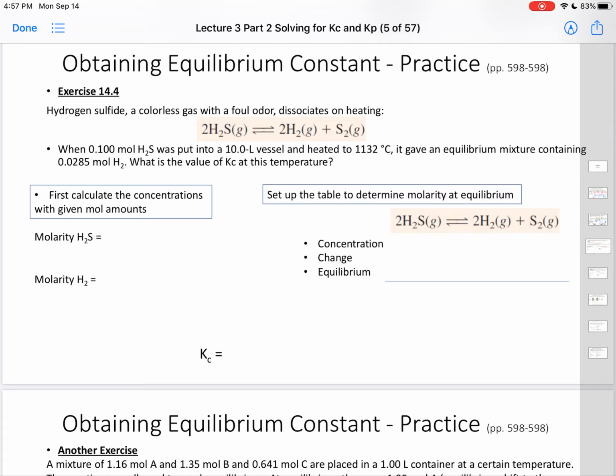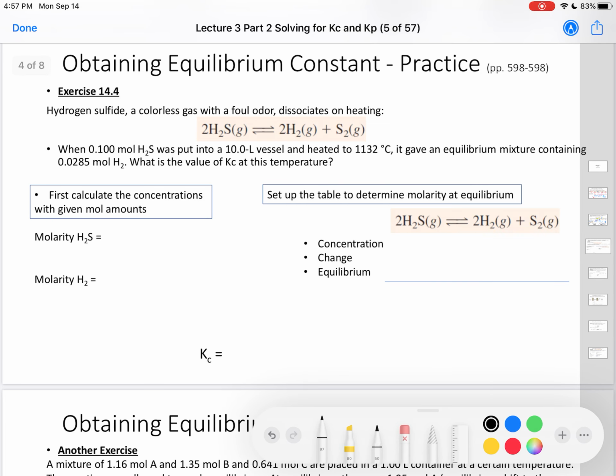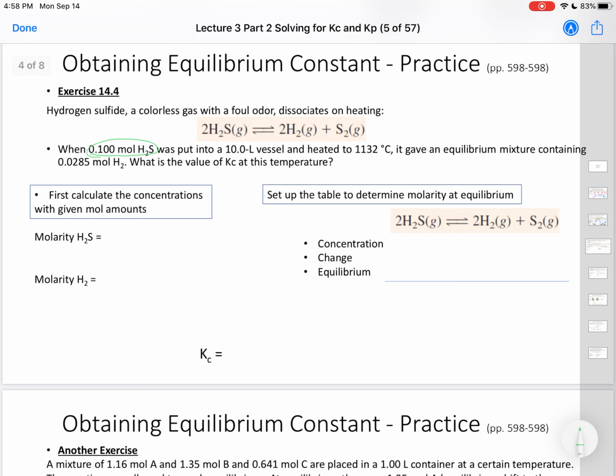Let's do one more exercise so that we have a good feeling for how to do this. As we read, I would highly suggest you do what I did in the previous slides. You get out another colored pen and you tell yourself, what is this number? When you have 1.00 moles of H2S, and it was put into a 10-liter vessel. Because it was put into a 10-liter vessel, this is obviously initial. It gave an equilibrium mixture containing 0.0285 moles of H2. It says equilibrium mixture. This is at equilibrium, and they want to know what is Kc.